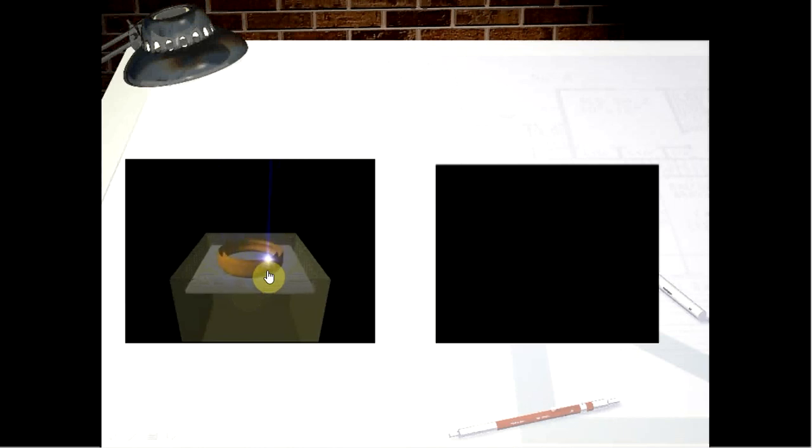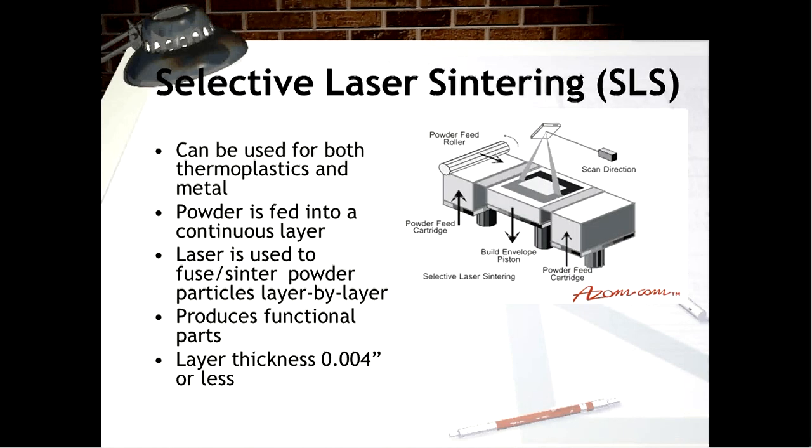Okay, then next is the selective laser sintering methodology. Thermoplastics are used. Powder is fed in, and a continuous laser is used to fuse the powder.